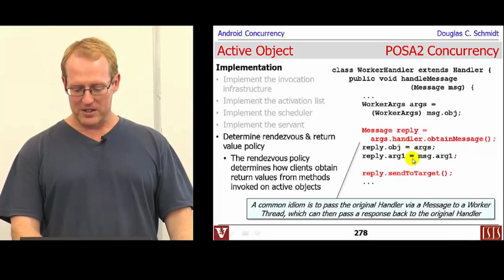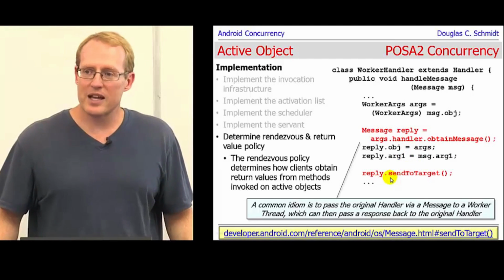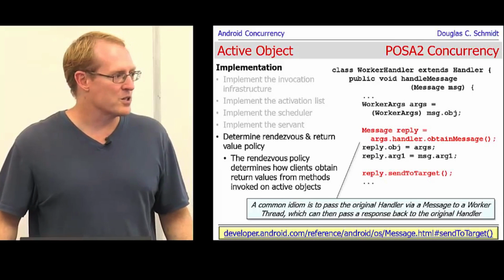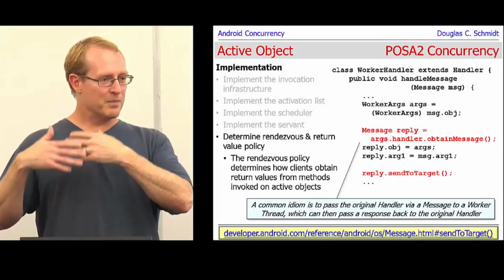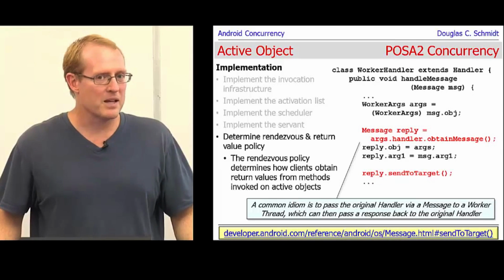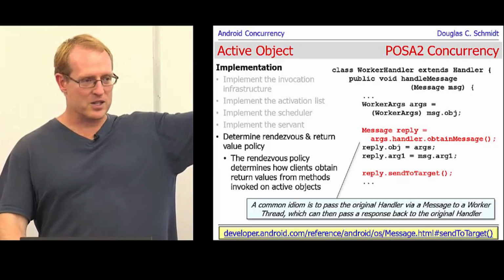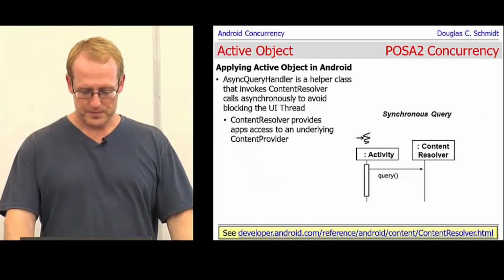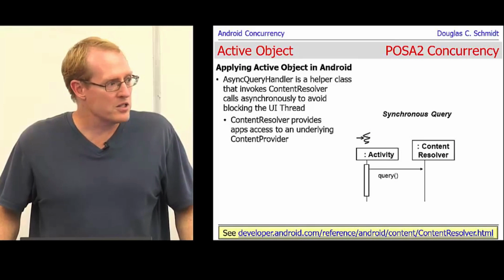And then we go ahead and fill in some results, and then we say reply.send to target. And send to target is simply a little convenience method that says send message this. It basically sends a message back to itself. So this is going to be used to send a message back to the original client. And I'll show you this in a second to make it a little bit more clear. OK, so that's kind of the implementation steps.